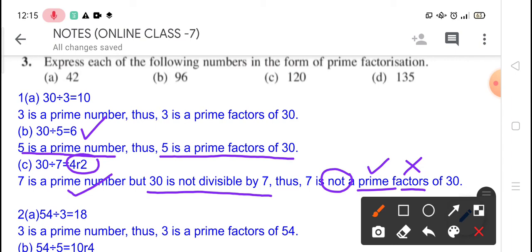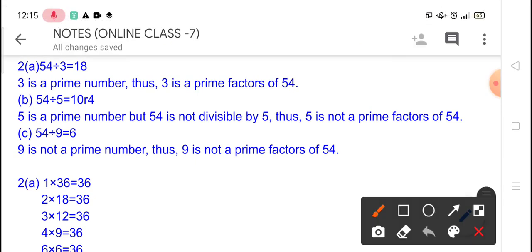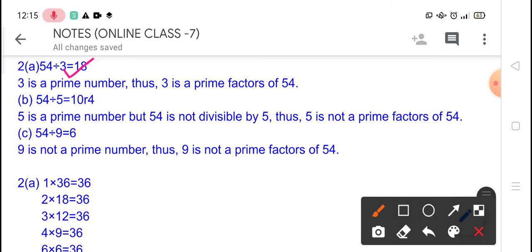Next, question 2a, regarding 54. So here is our solution. Is 3 a prime factor of 54? So firstly, what do we do? We do division. Yes, can divide. And 3 also is a prime number. So we say 3 is a prime factor of 54.